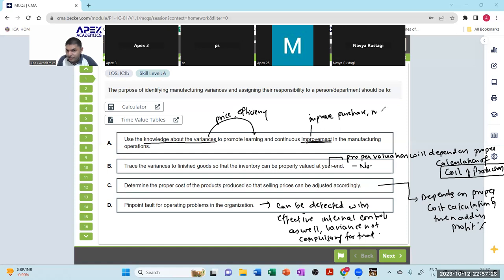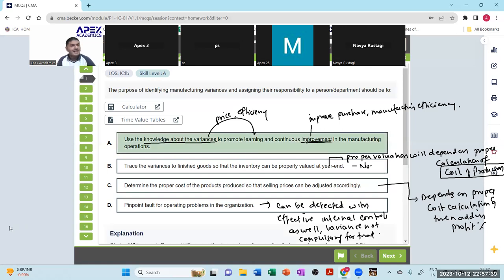You can improve manufacturing efficiency. Can you or can you not? You can, yes or no, please tell me that. Yes, sir. Agreed. That is why the answer is A and the others are just given to confuse you.